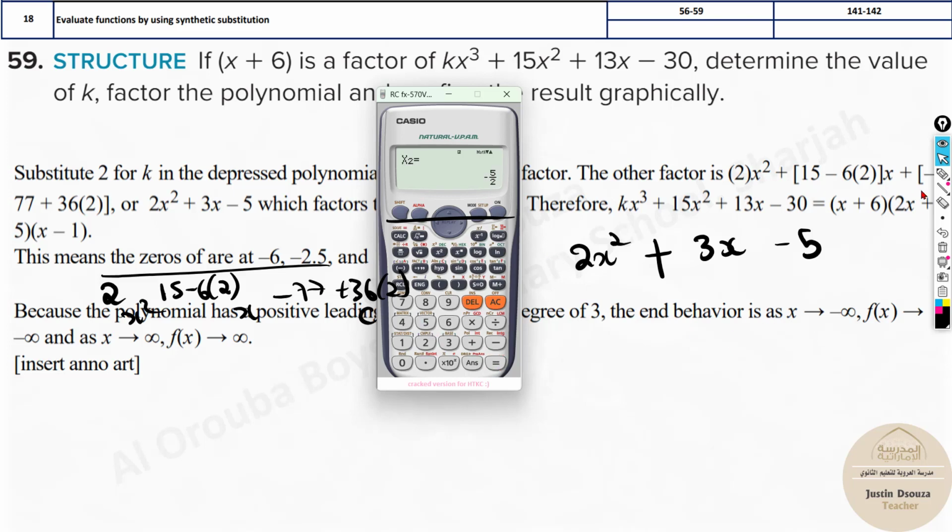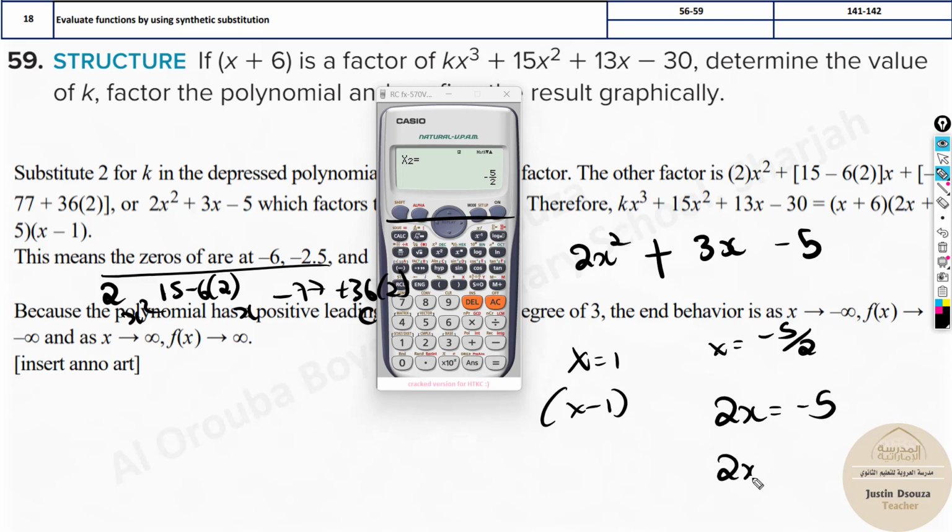I'll tell you how to write this minus 5 by 2. x is equal to 1 is simple. x minus 1 will be the factor. What about x equals negative 5 by 2? Answer is this. But when you write the factor, take the 2 to the other side. It will be 2x equals minus 5. Take minus 5 to the other side. It will be 2x plus 5. That is the factor.